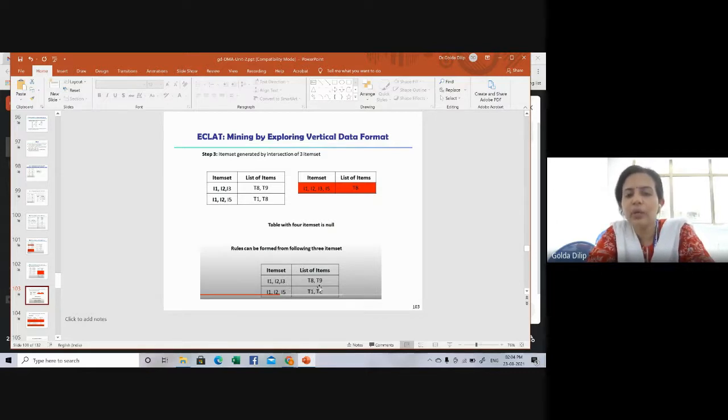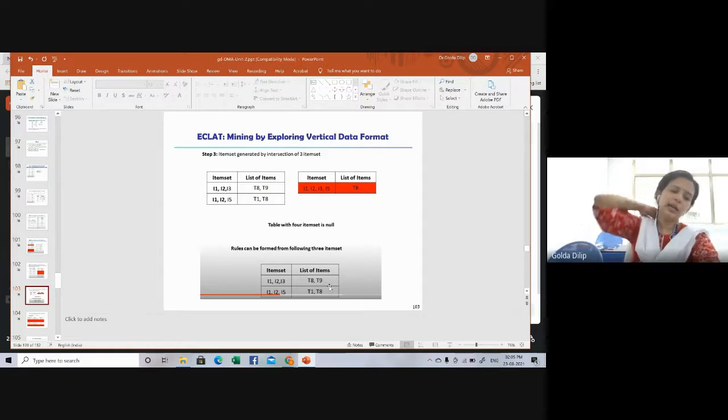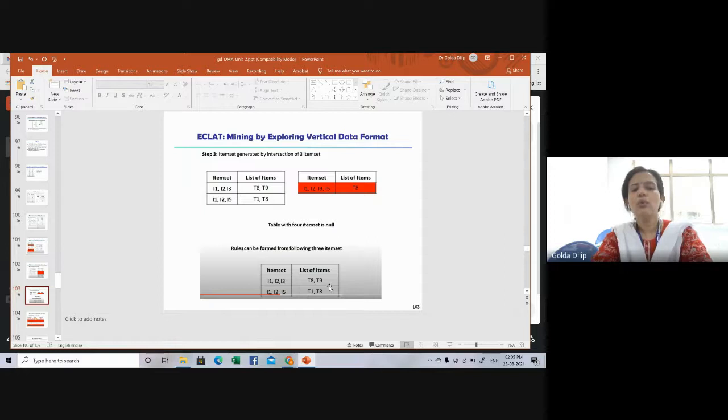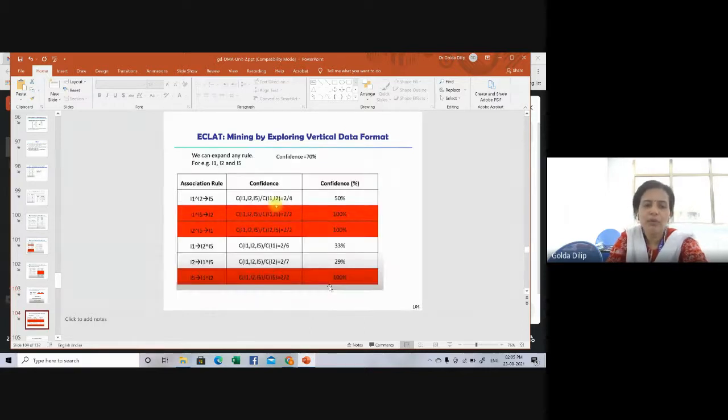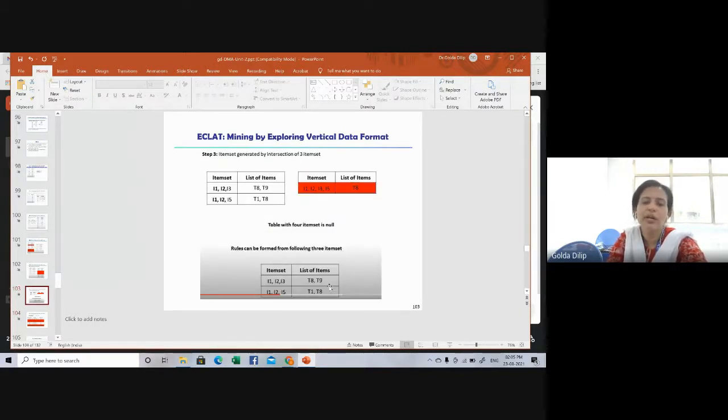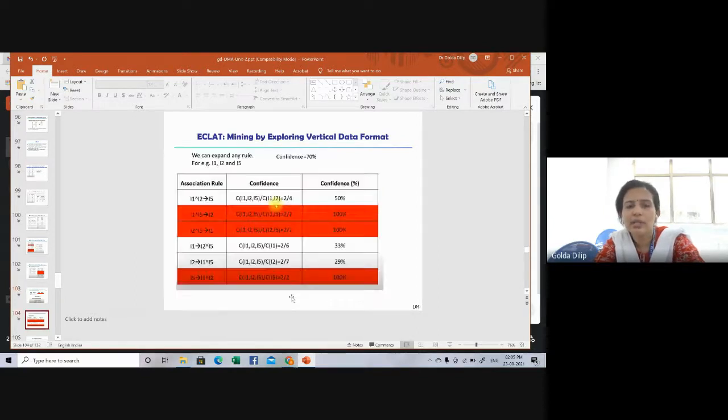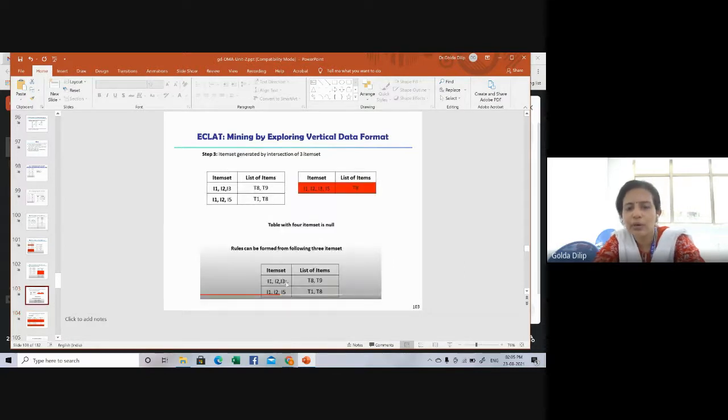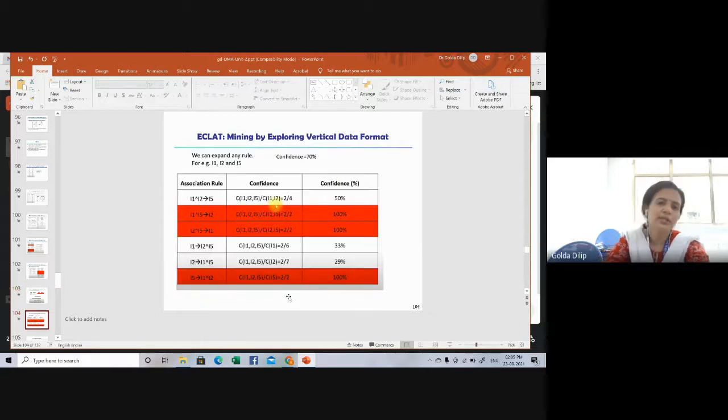I1, I2, I3, which is appearing in T8 and T9, and I1, I2, I5, which is appearing in T1 and T8. Now we can generate rules from these 3 item sets. You can take anything, either I1, I2, I3 or I1, I2, I5. Here I have illustrated by expanding the second one, I1, I2, I5, for illustration purposes.